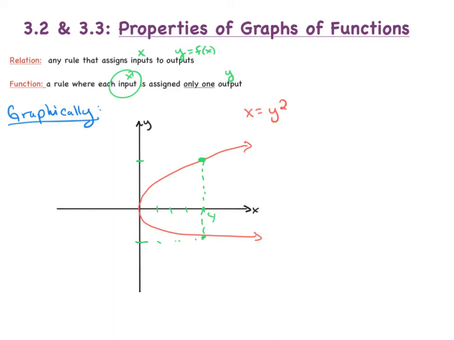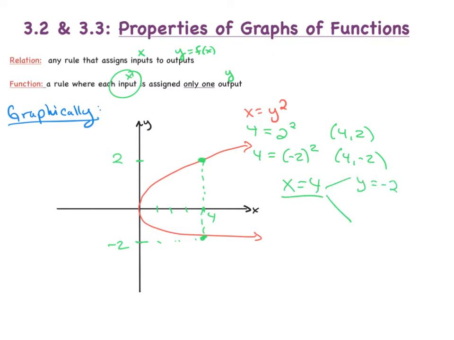Now, I happen to know, because I know the equation, that if x equals 4, y could be 2. So I have the ordered pair (4, 2). But also, if x equals 4, y could be negative 2. So we could have the ordered pair (4, negative 2), which is probably this one down here. So I have one x value, one input, that has two different outputs, y equals negative 2 and y equals positive 2. So this is not a graph of a function. y is not a function of x here.